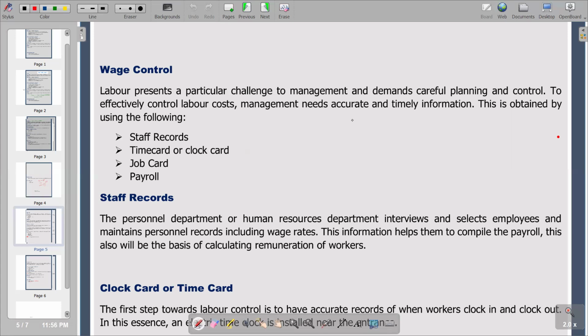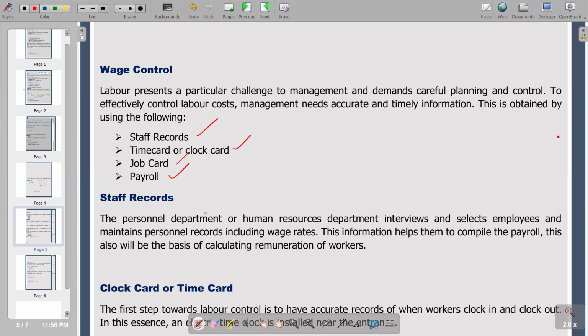According to the explanation that we are having here, to effectively control labor costs, management needs accurate and timely information. For them to be able to control the labor costs, they need to have accurate and timely information. So how can they obtain this accurate information? They can obtain it through maintenance of staff records. They can also engage in time cards or clock cards. They can also have job cards and also payroll. So we have staff records, a time card or clock card, and we also have a job card.